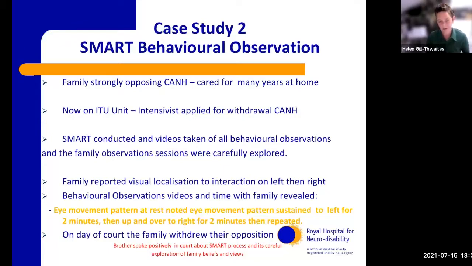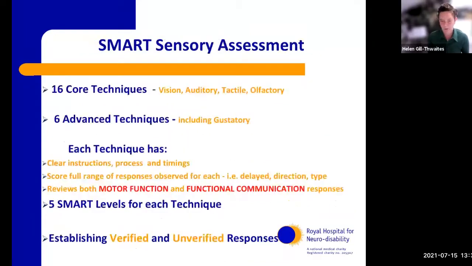This is where Karen will talk about the involvement of the family, getting them on board and listening to what they're saying and then investigating it. But actually on the day of the court, when they thought there would be further opposition, the family withdrew their opposition, having been taken through the process and having a very objective assessment. The brothers spoke very positively in court about how SMART had included them, and its careful exploration of families' beliefs and views was useful.